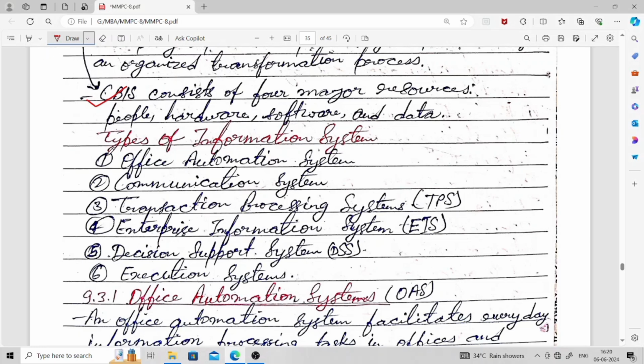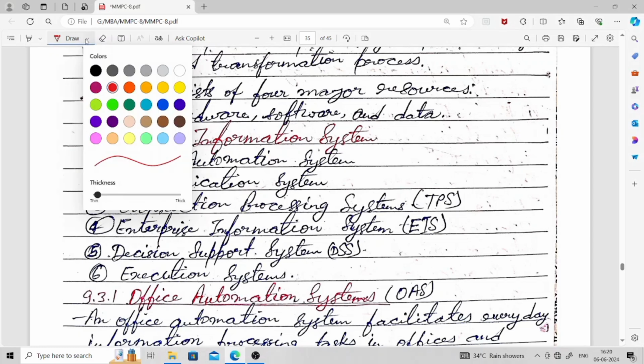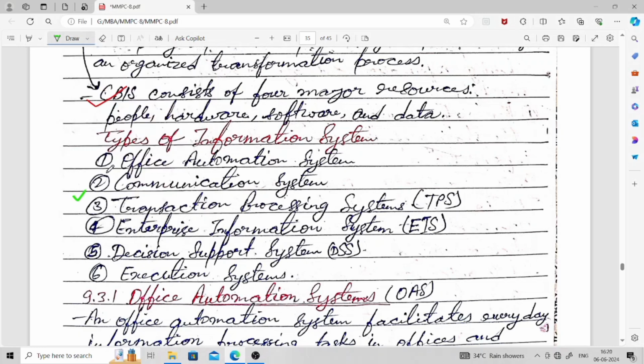Types of information system are given here. Here given are office automation system, communication system, transaction processing system, enterprise information system, decision support system, execution systems. So these are different types of information systems which we use in the organizations.